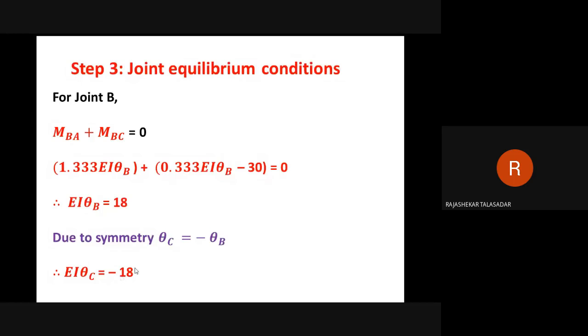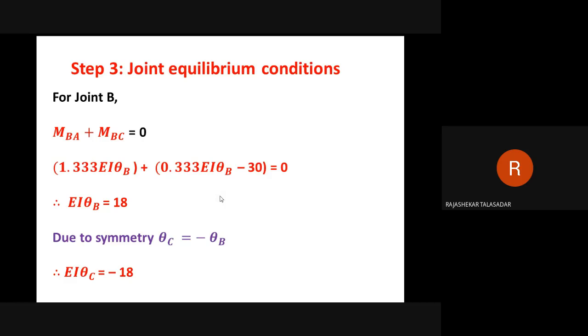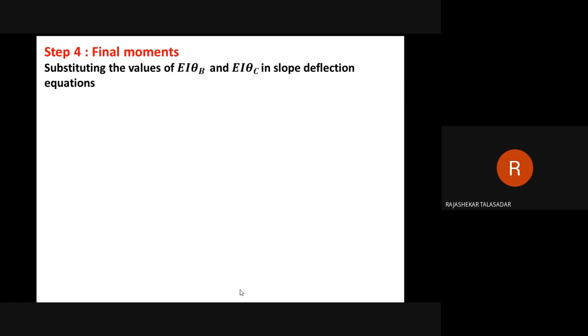Only thing you have made use of is that BC contains theta B and theta C as unknowns. But I have converted that, I have put the value of theta C in terms of theta B, so that I reduce the unknowns to one. Thereby, you can use only one condition of joint equilibrium and get one value. And because of symmetry, you will get the other value. I think this is clear. Is this clear?